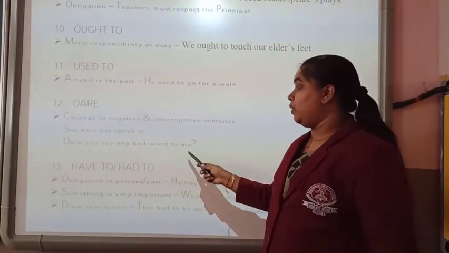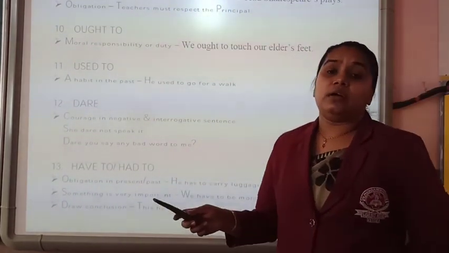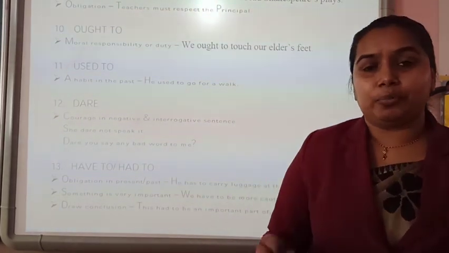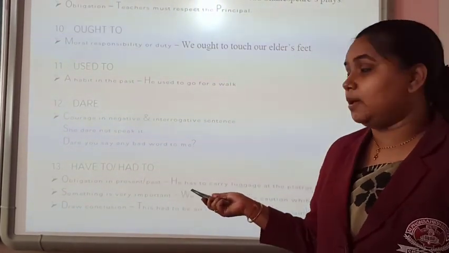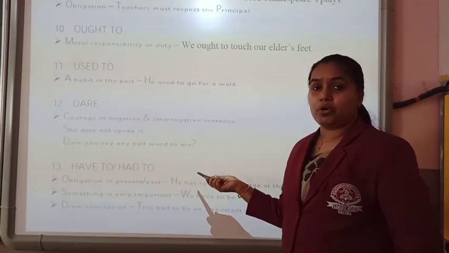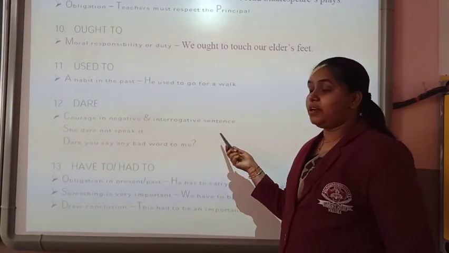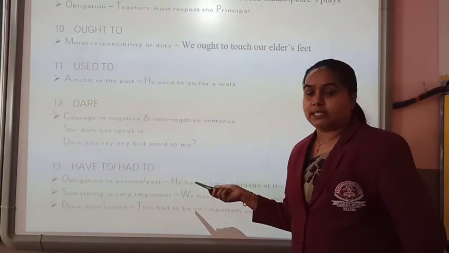Dare you say any bad word to me? Okay, how did you say any bad word to me? This is the way we are asking him. Okay, using dare, the modal auxiliary here, to form our interrogative sentences.